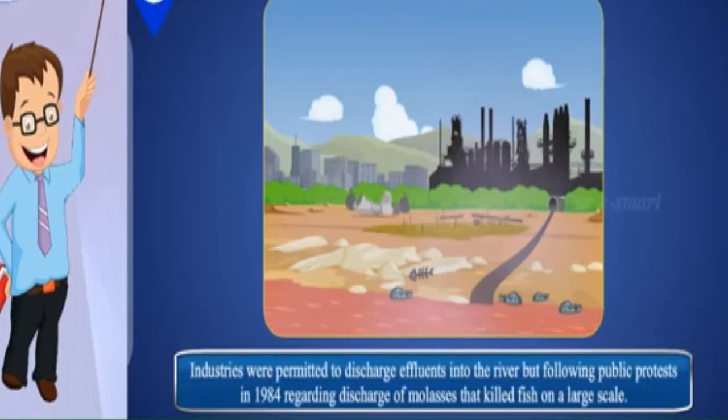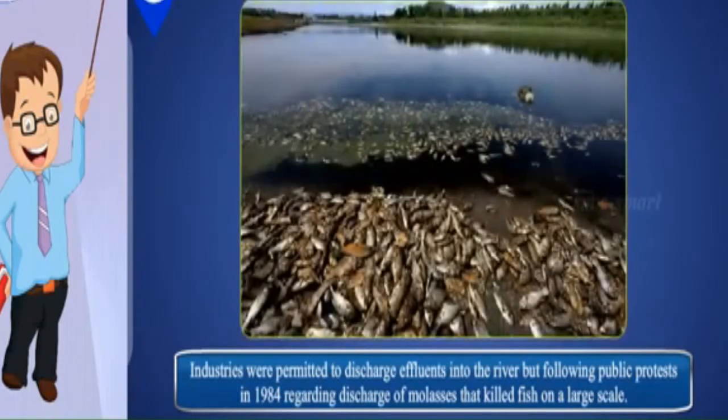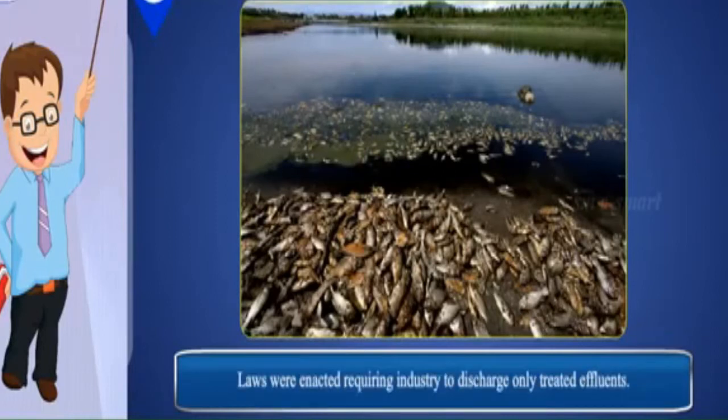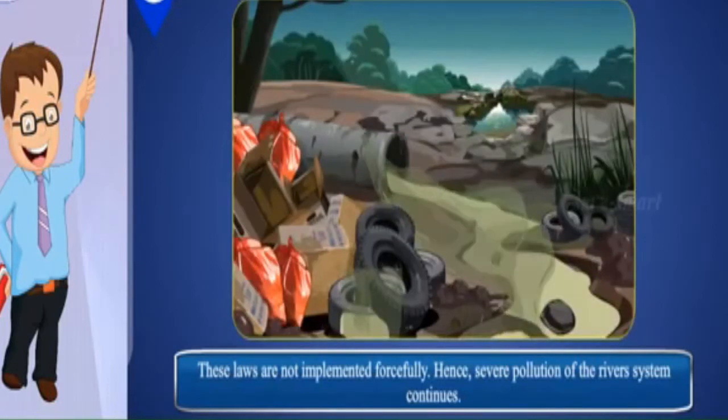Industries were permitted to discharge effluents into the river, but following public protests in 1984 regarding discharge of molasses that killed fish on a large scale, laws were enacted requiring industry to discharge only treated effluents. These laws are not implemented forcefully. Hence, severe pollution of the river system continues.